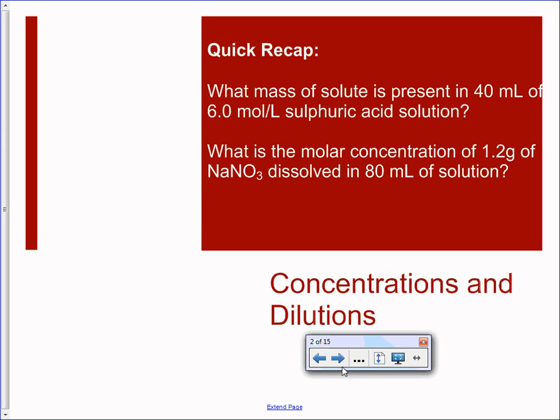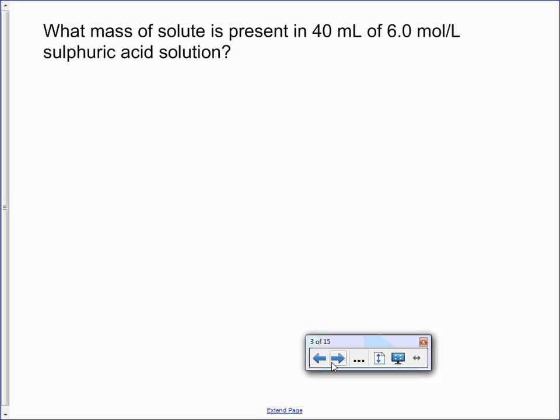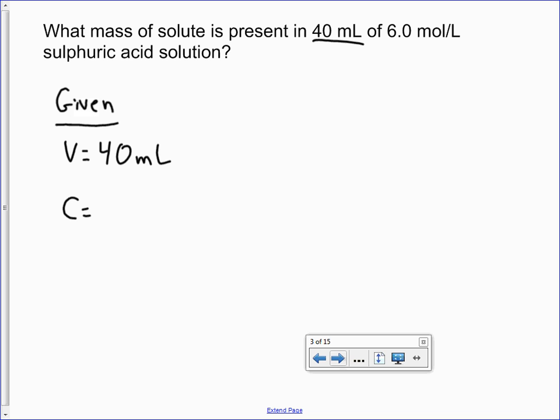In the first example, we have: what mass of solute is present in 40 milliliters of 6 mole per liter sulfuric acid solution? So in these types of questions, I always recommend taking a second and identifying the information that has been given to you. Within this question, we're told the volume of the solution, which is 40 milliliters. We know the concentration of our solution, which is 6 moles per liter.